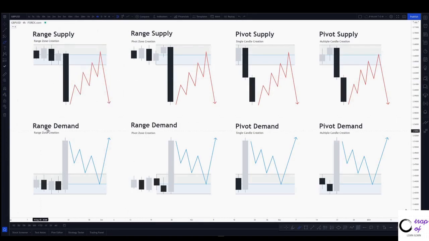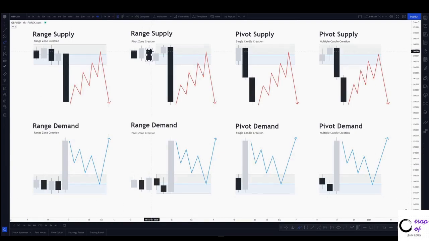And the same can be said for range created demand. We'd be looking for the highest high and the lowest low of that range in price. We'd be waiting for price to expand to the upside, breaking out of that range, and then we'd be patiently waiting for price to return back to that range to look for an overall trade idea.